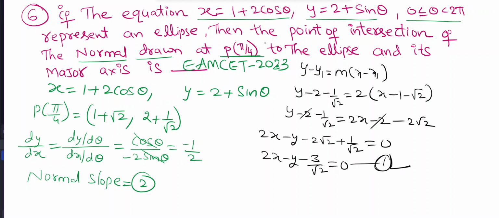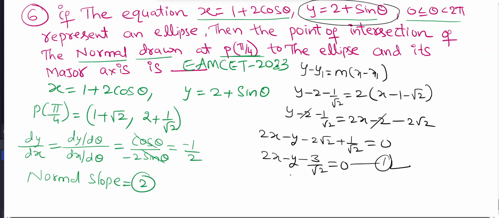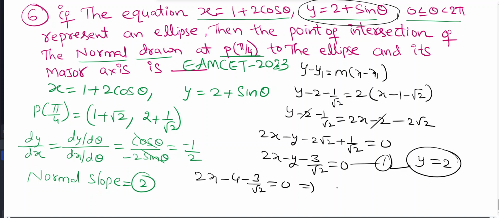And the given normal and the major axis: here the major axis is given by y = 2 + sinθ, meaning y = 2 is the major axis. So substituting y = 2 in this normal equation, 2x − 4 − 3/√2 = 0, so 2x = 4 + 3/√2. From this x is found, with y = 2, substituting on that.